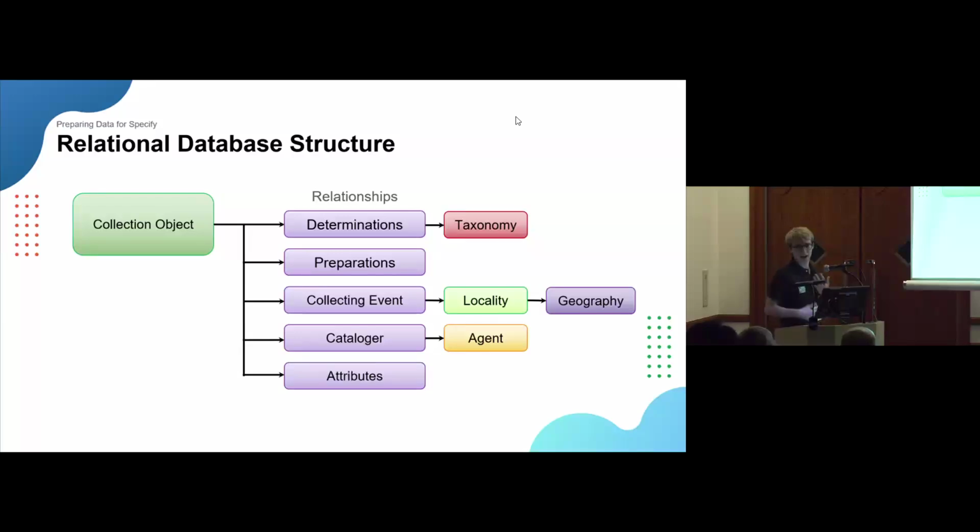You have localities that can be shared between objects, collecting events that can be shared between objects, geography, and so on. So when you actually set up your database in a way that you don't duplicate data, you can shrink the database size, be more efficient, and improve data integrity.